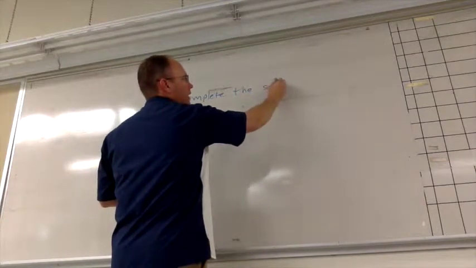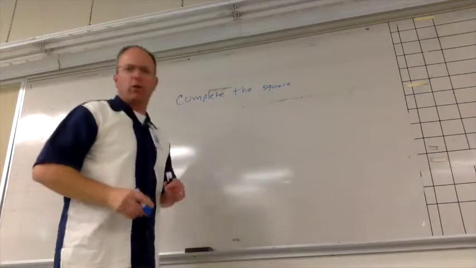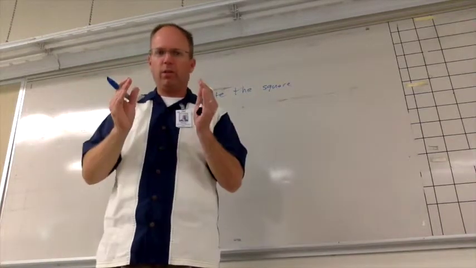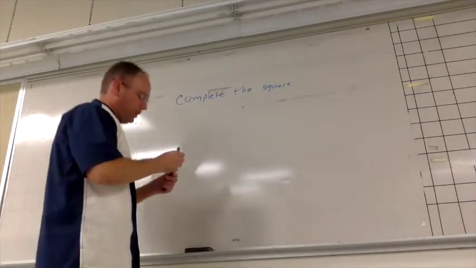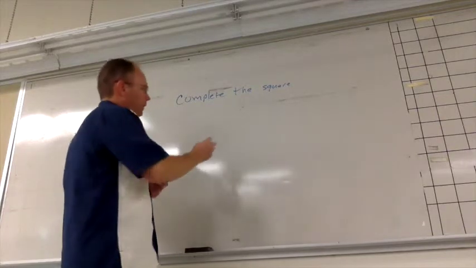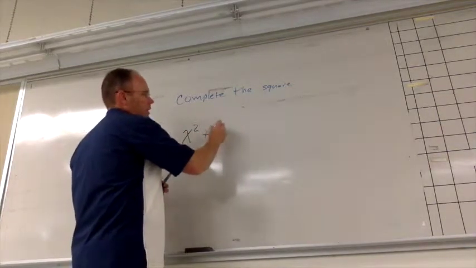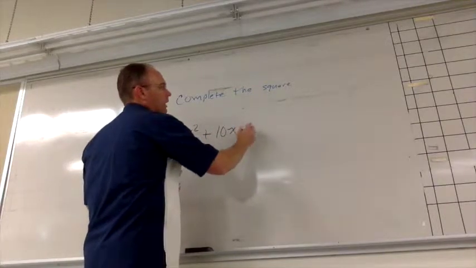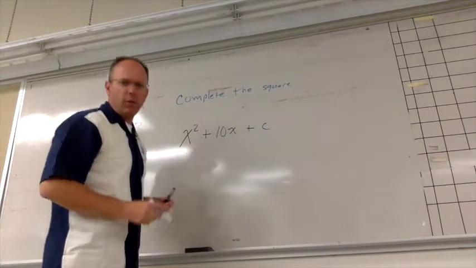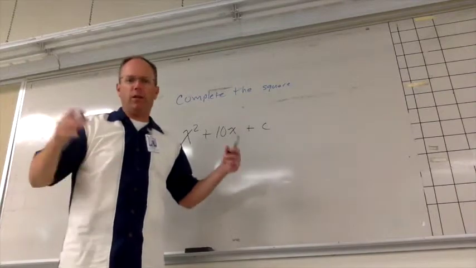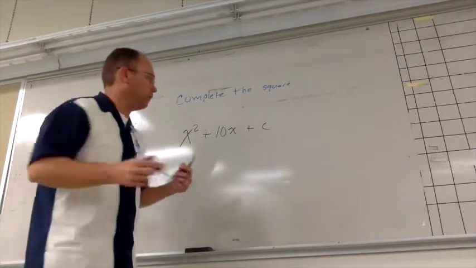you're trying to make it into a perfect square trinomial, meaning two binomials, the exact same thing that you'd multiply by themselves. How this is going to start out is you might have x squared plus 10x, and then they put a plus c. They want you to say, what would c have to be to make this a perfect square trinomial?